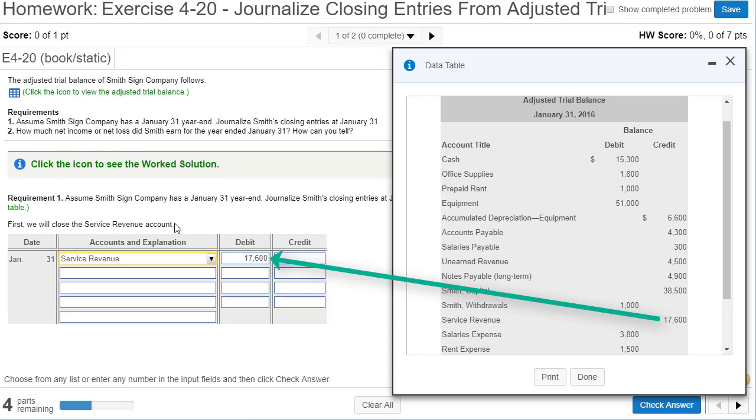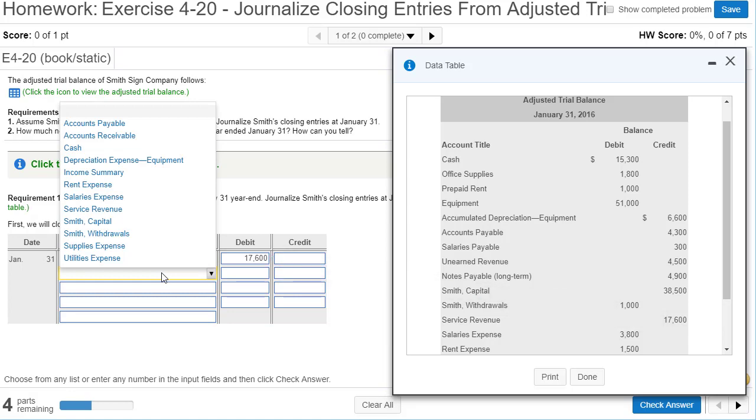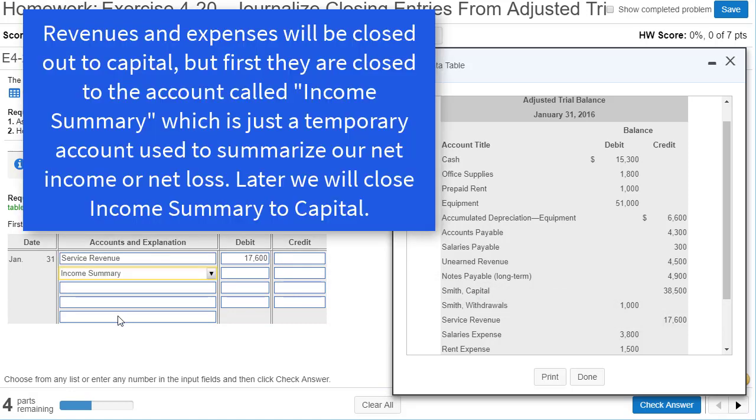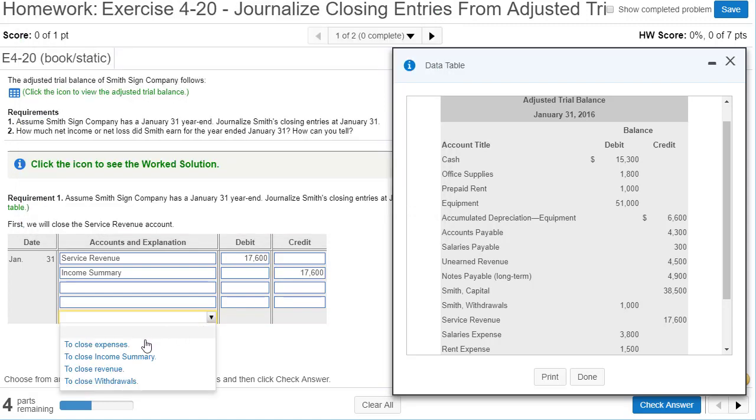When we're closing revenues and expenses, we're going to close them out to an account called income summary. What this account does is it summarizes income, in other words, net income. Each transaction needs a debit and a matching credit. So the credit for income summary is going to be $17,600. And the explanation is we close the revenue accounts.